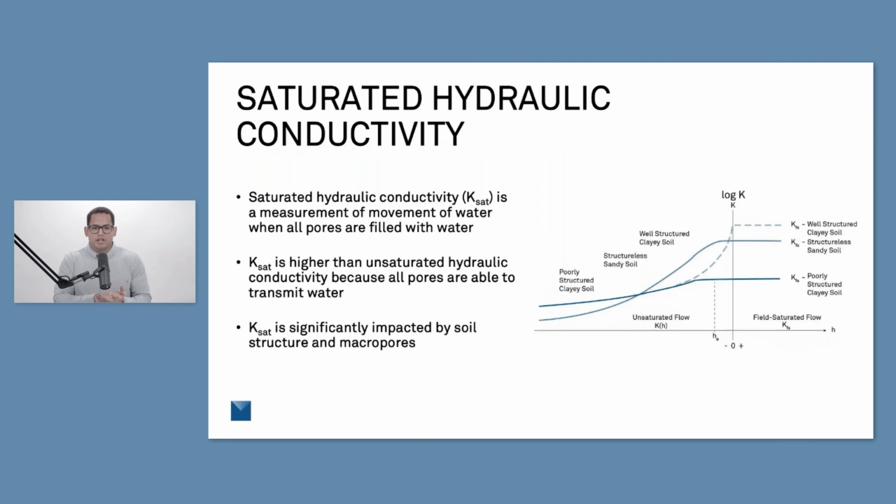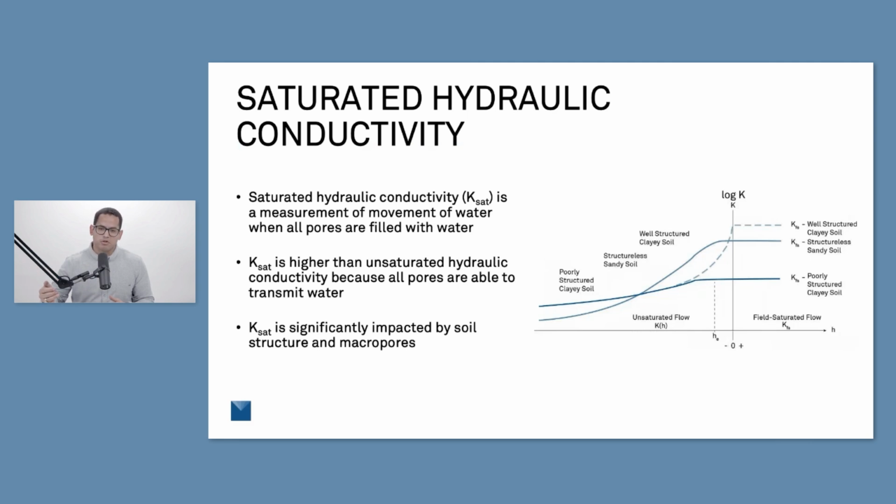So let's talk a little more about saturated hydraulic conductivity. When we're talking about saturated hydraulic conductivity, it's specifically the measurement of the movement of water when all pores are filled with water, right? It's saturated. So really simple look at what saturated hydraulic conductivity is. KSAT, or saturated hydraulic conductivity, is always going to be higher than the unsaturated hydraulic conductivity, because all of the pores are able to transmit water.